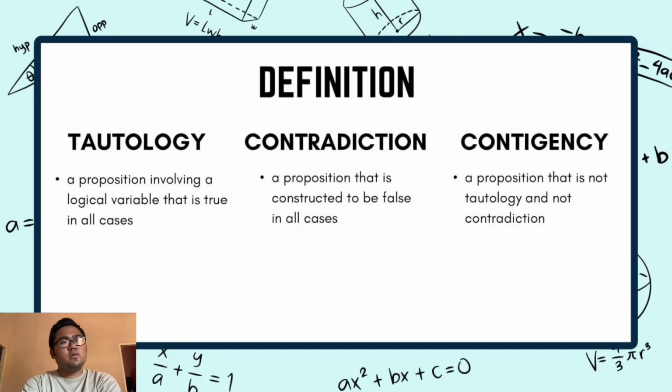So number 1, tautology. A tautology is a proposition involving logical variables that is true in all cases. Number 2, contradiction. A contradiction is a proposition that is false in all cases. And the last one is contingency. A contingency is a proposition that is neither a tautology nor a contradiction.